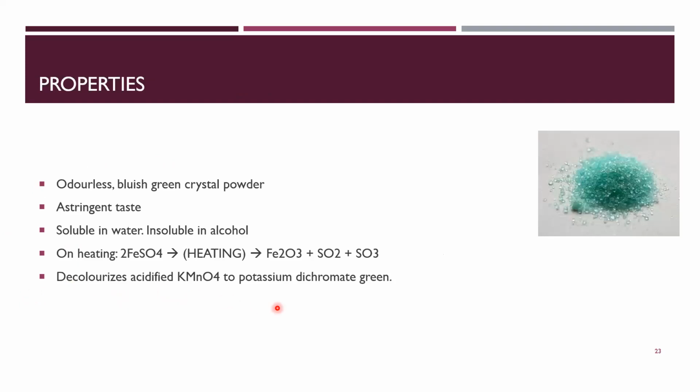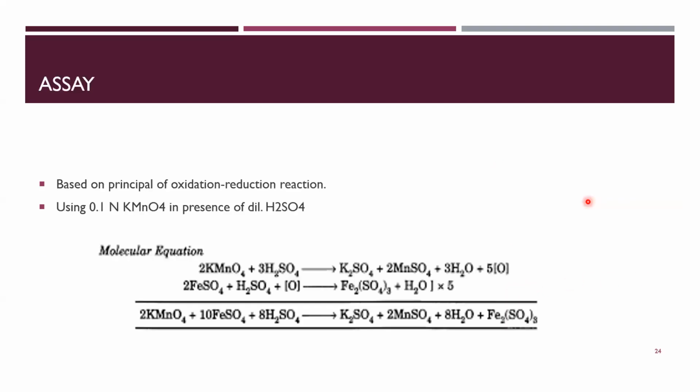Then these are basically the properties of ferrous sulfate. It is a greenish powder, also known as green vitriol. Like I said, it is astringent in taste. It is soluble in water and insoluble in alcohol. On heating FeSO4, what we get is Fe2O3 and SO2. It decolorizes acidified KMnO4, that is potassium permanganate, and potassium dichromate turns green. So these are the basic properties of FeSO4, ferrous sulfate. This is how it appears.